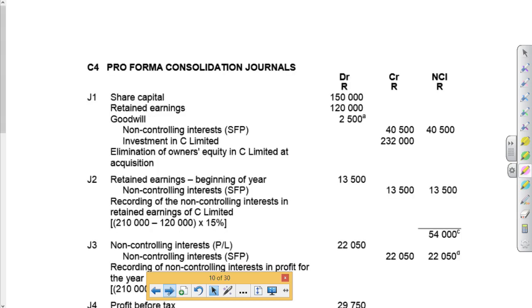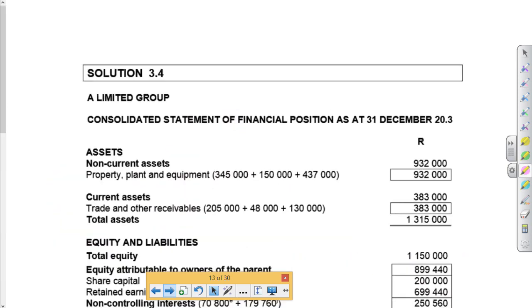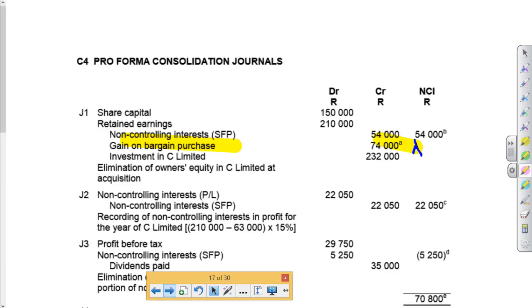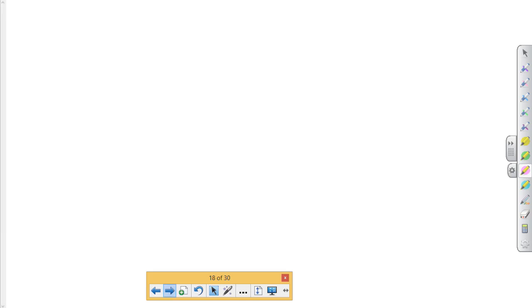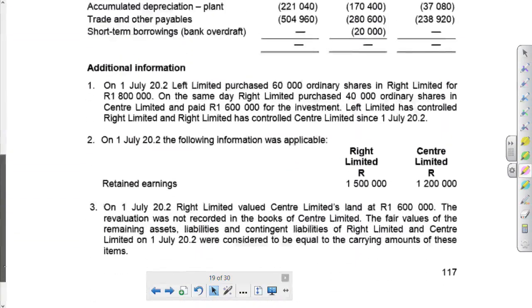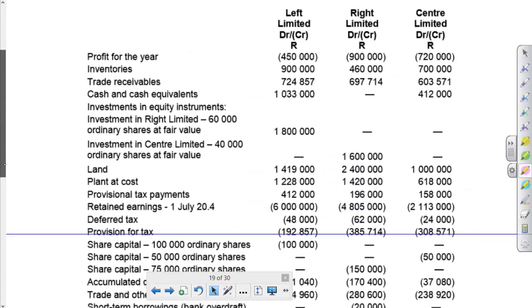Now, there's no assignment question that deals with vertical groups. So what I want you to do is have a look at example 3.5 in your study guides. It's on page 117. It's an example of a vertical group.